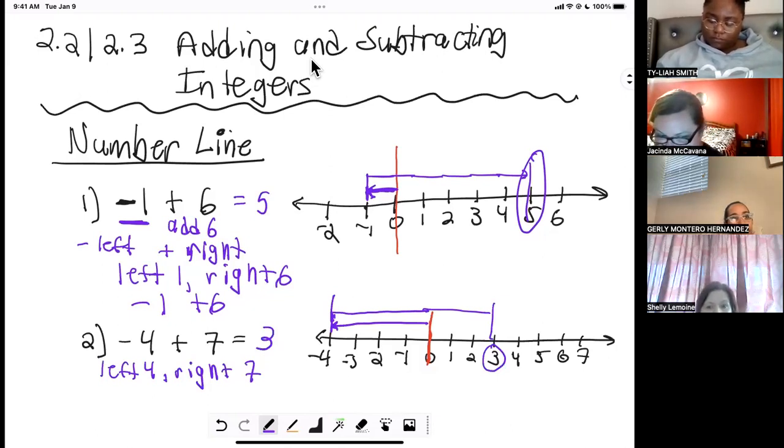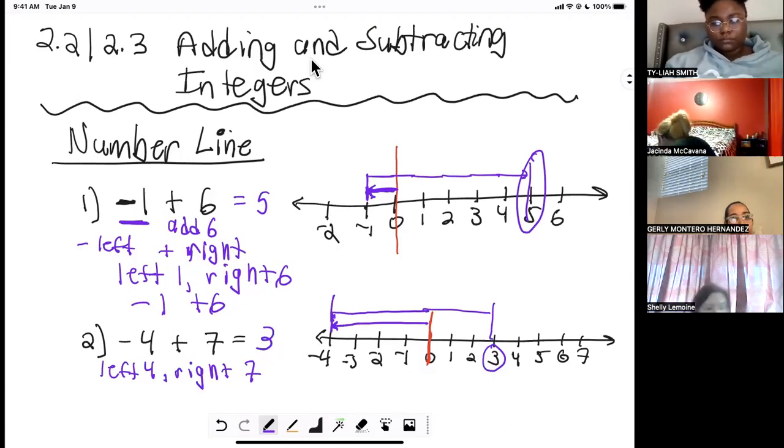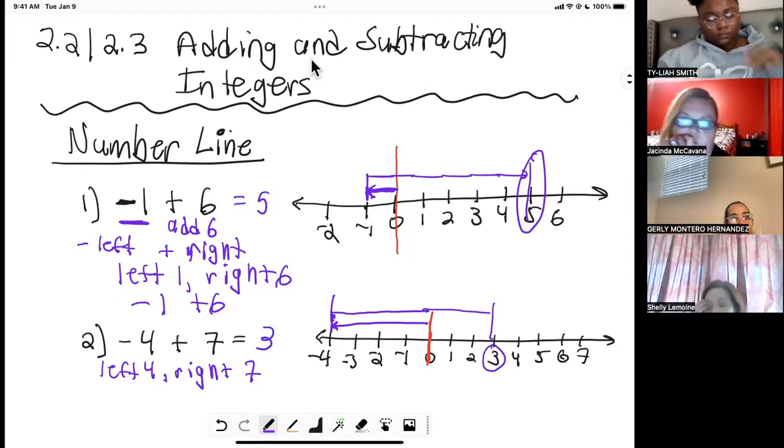That's looking at number lines, but imagine if you did have a big number like negative 25 plus 60. It'd be really, really hard to put up a number line. So a number line is just a visual of what we're doing. We need to do it without a number line. It takes too much time, and it's actually much easier and much quicker to do it without a number line. So, Miss, how do we do it without?